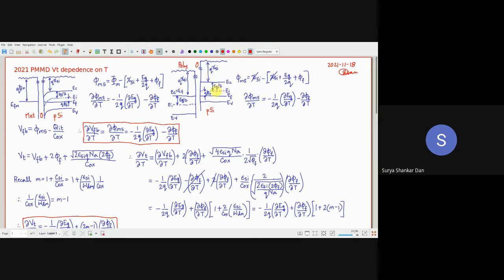So now, what is the theoretical work function? Xi silicon plus Eg by 2Q plus phi f. In the case of poly, what is the work function? Xi silicon. That's it, because EF is aligned with EC. So Xi silicon will cancel and you get only these terms. However, if we take the variation of phi ms with temperature, we will get the same relation as in the case of the metal gate, for the poly gate.